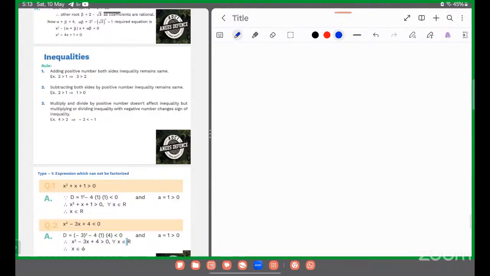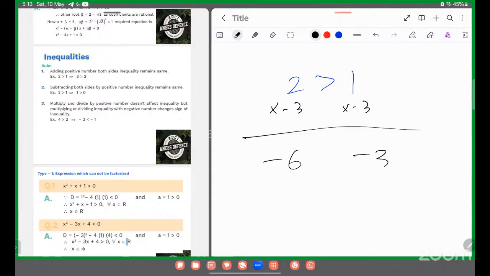But if you multiply with a negative quantity, for example, 2 greater than 1, multiplied by minus 3: 2 into minus 3 is minus 6, and 1 into minus 3 is minus 3. Which one is bigger? Minus 3 is bigger compared to minus 6. That means we have to reverse the direction of the inequality.